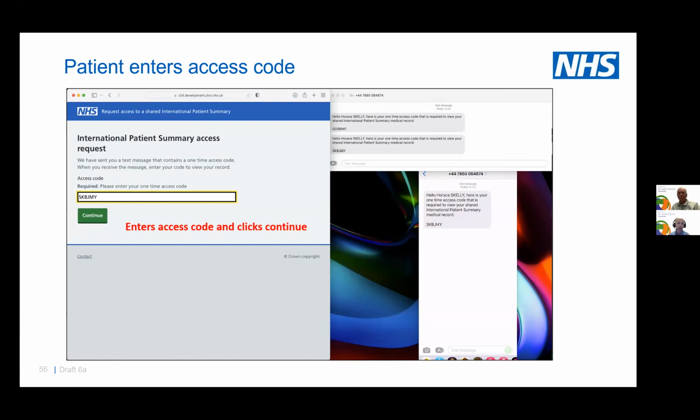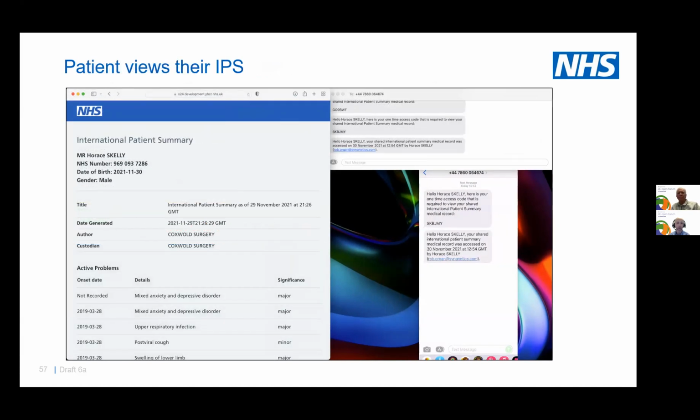So you've seen the access code come through, and that'll give the patient a copy of the record as it was generated at that point in time, as you can see, with the time, date, and also the information that's in the record, which they can look through. Every time the record is accessed, the patient will receive a text message to say the record has been accessed. So it gives that level of assurance, and that will cover the audit trail that's in the back end of the system. So if we can go to the next slide.